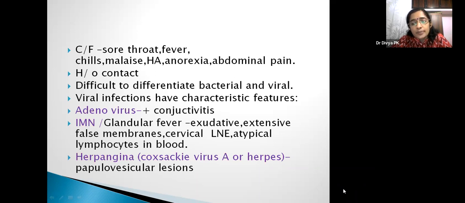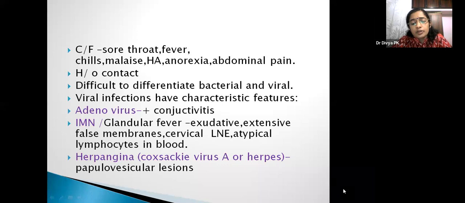If it is associated with a specific viral infection, there will be characteristic features. With adenoviral infection, conjunctivitis may be associated with pharyngitis. In infectious mononucleosis or glandular fever, the patient will have fever, sore throat, and on examination exudation over the tonsils, extensive membranes, and cervical lymph node enlargement. On blood examination, there will be leukocytosis and an atypical lymphocyte count of more than 10%. The Paul Bunnell test will be positive.